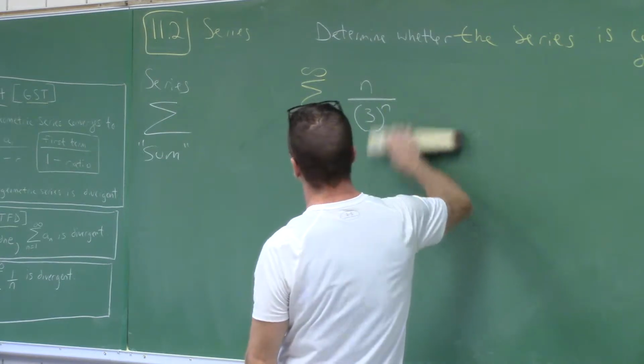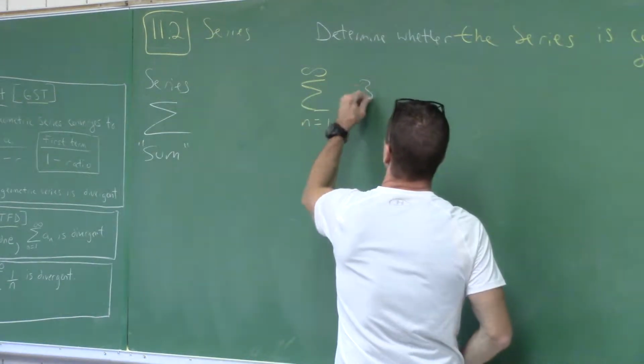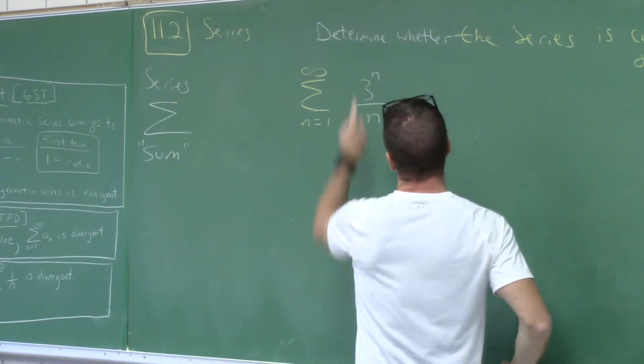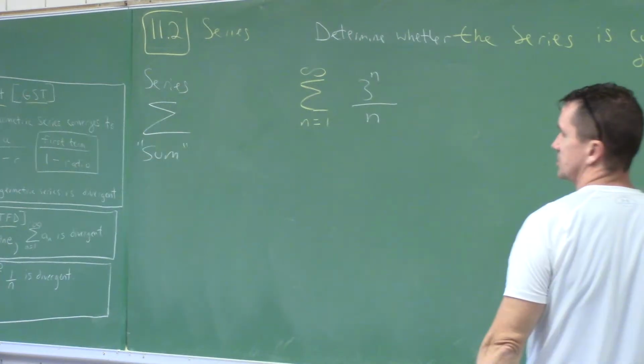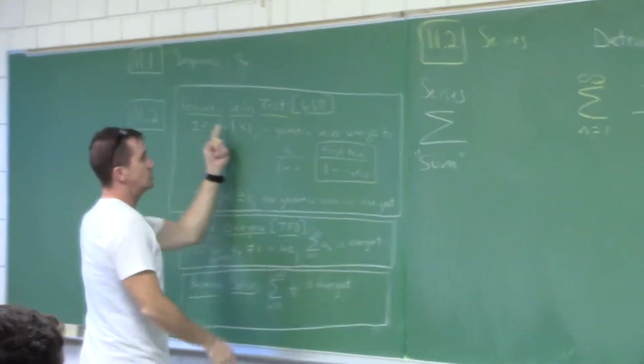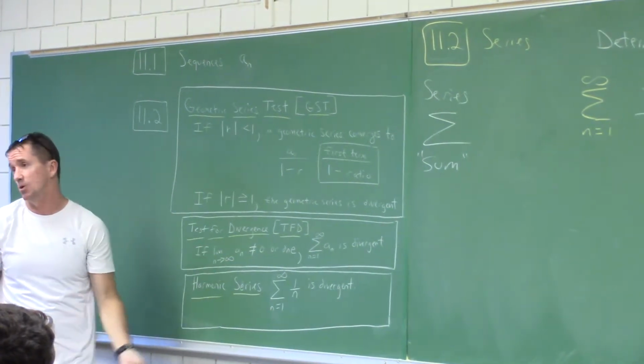I can't give you that problem yet. I just want to give you an example. That's not geometric, right? But I would like to give you this one. How about that? Determine whether that series is convergent or divergent. Right now, you and I only know two tests. We know the geometric series test and the test for divergence. That's all we got right now.